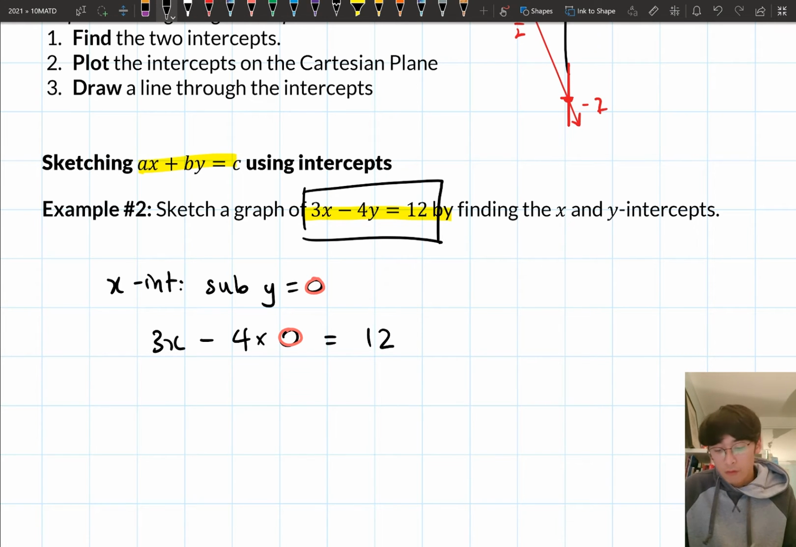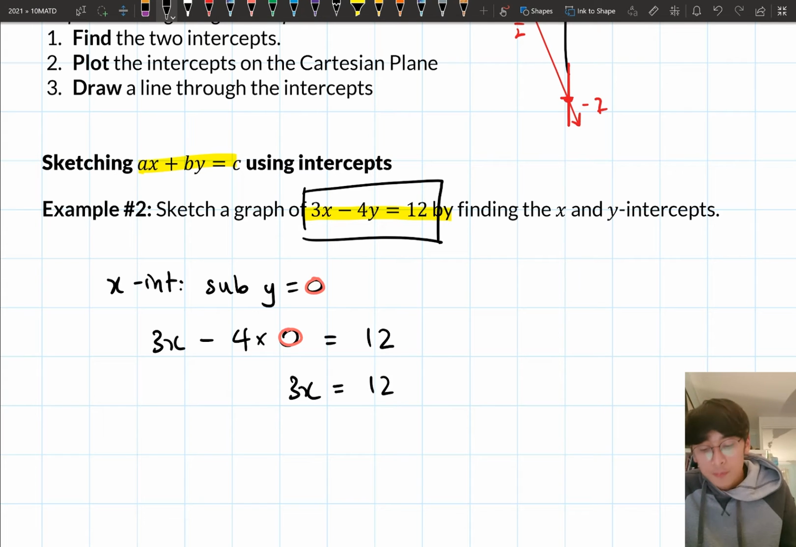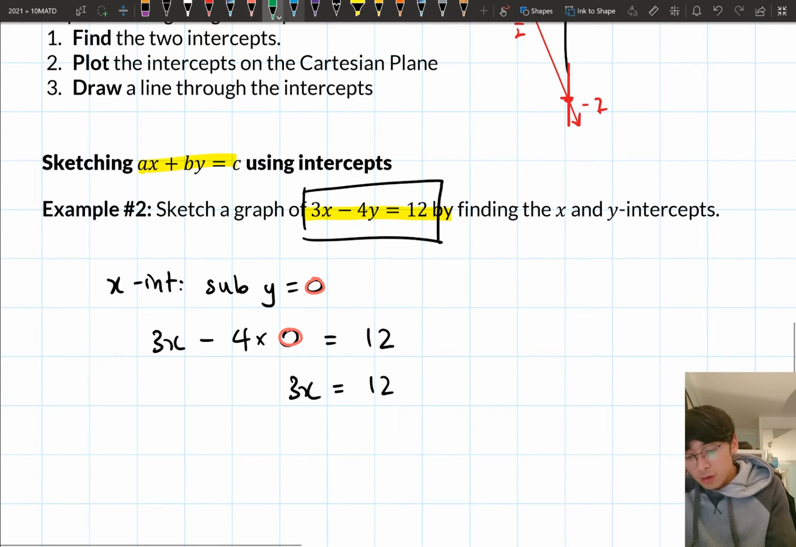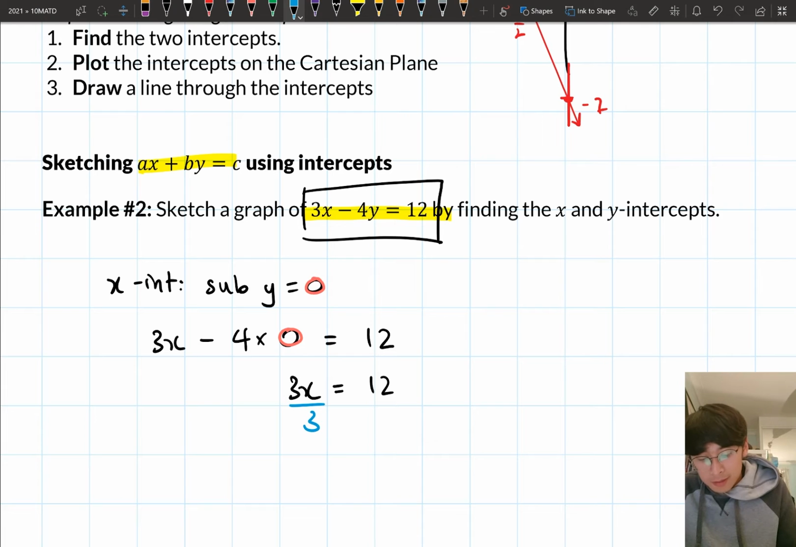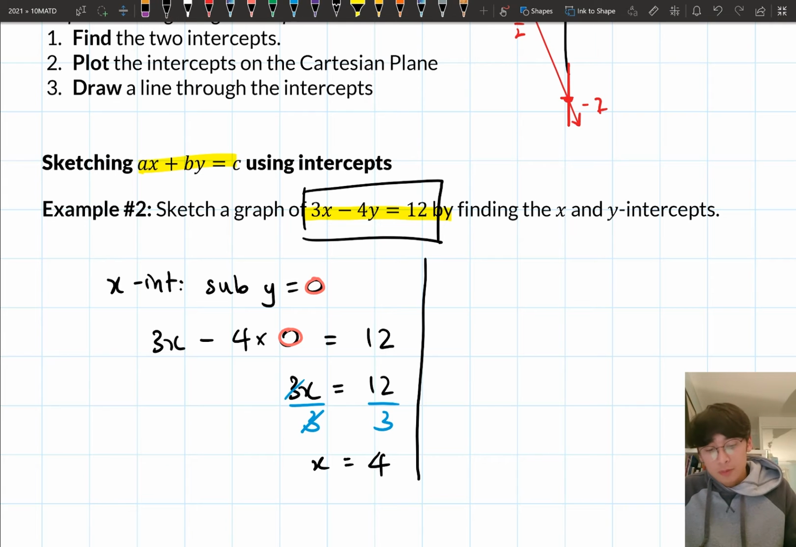Okay, we've got that. On the left hand side, I've got 3x minus 4 times 0. 4 times 0 will just give me 0, so I'm just left with 3x is equal to 12. And final step, if we want to solve this just like we did before, divide by 3 to get rid of this 3 in front of the x. And so here I'm going to get x is equal to 12 divided by 3, which gives me 4. Okay, that was the first part. So I've found my x-intercept.